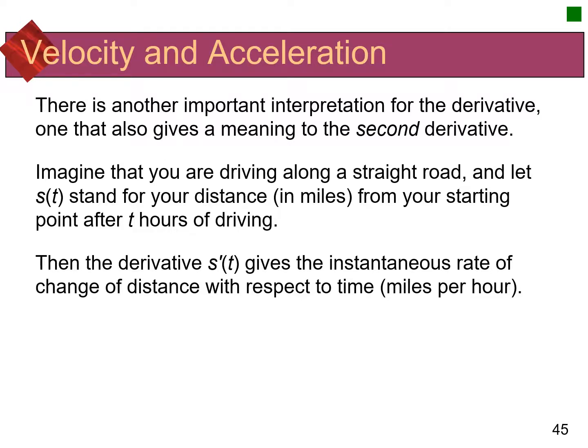That happens as well, and that gives you some descriptions about what's possibly going on with the various functions. Velocity and acceleration is one of the areas where these things come into play. Basically, if you have a function s of t, where s stands for your distance in miles and t stands for the number of hours you drive, s prime of t would give the instantaneous rate of change, or basically your speed in miles per hour at a specific time. So that's what the derivative would use.